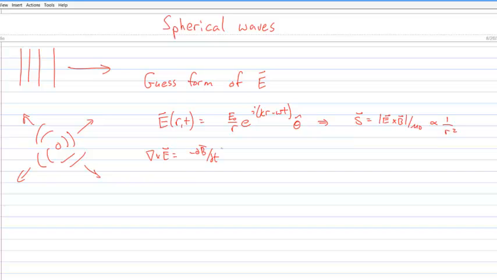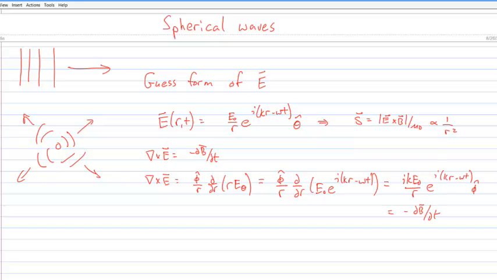Here's del cross E in spherical coordinates. All the terms besides that one are 0. And that needs to be equal to minus dB dt. So you can take an antiderivative and see that to satisfy Faraday's law, we need a B that's basically E with a k over omega out front, polarized in phi hat, which seems reasonable enough. Next, let's check Gauss's law.